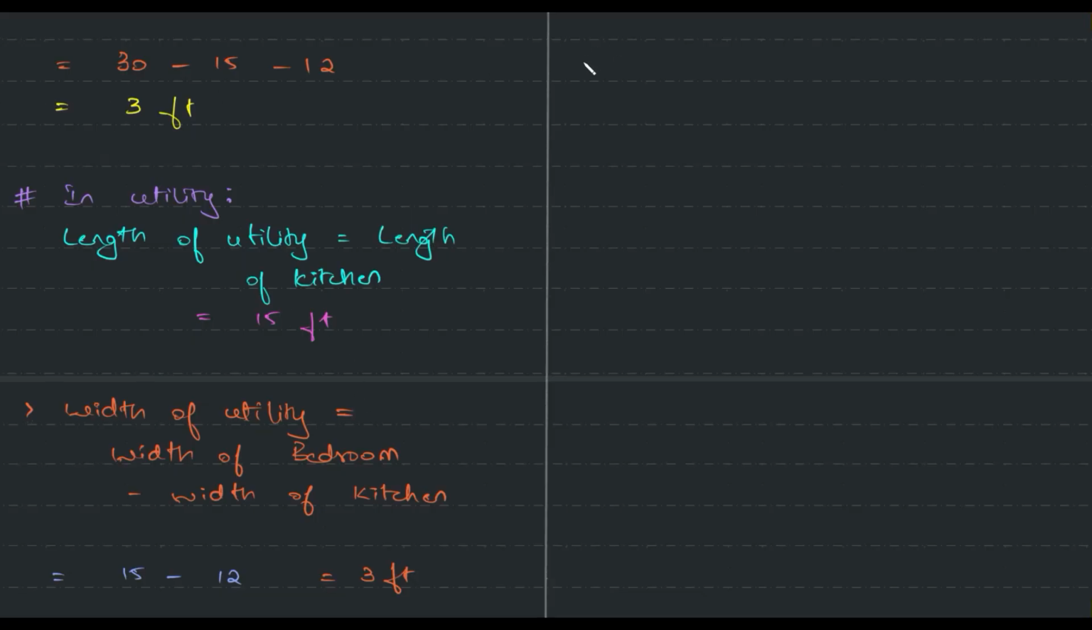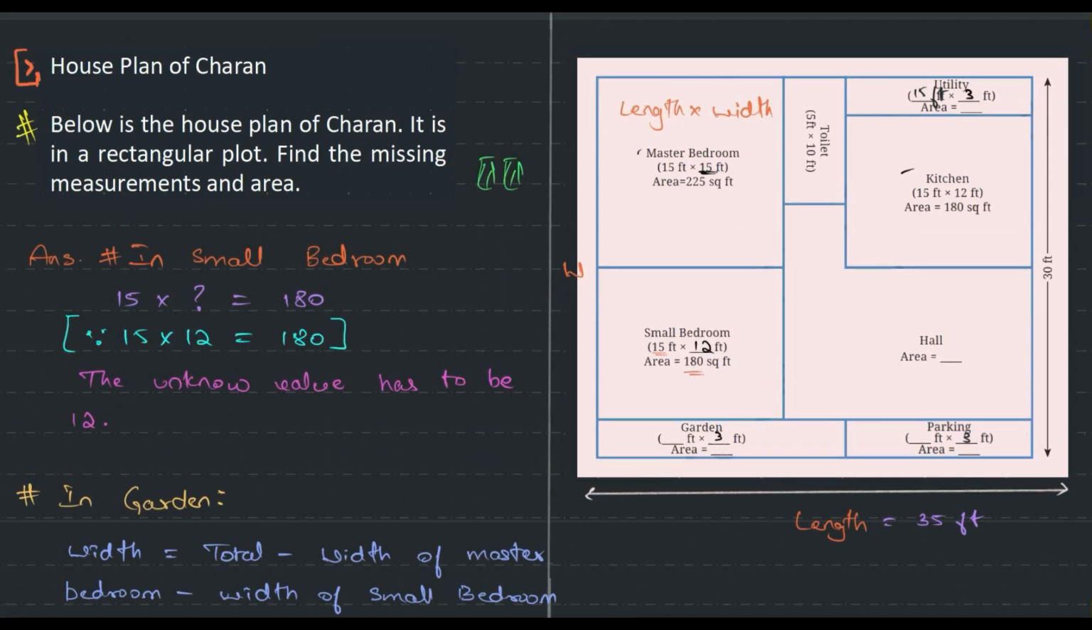And finally, we can figure out the area of utility, which is equal to 15 times 3, that is 45 square. What is the unit? Feet. So this is 45 square feet. So the utility is done, kitchen is done, toilet is done, small bedroom is done.